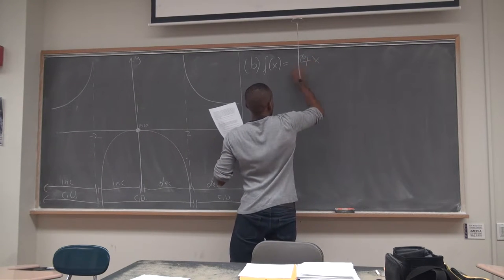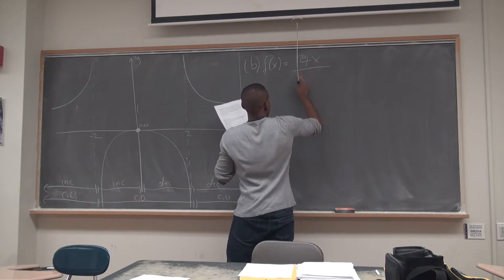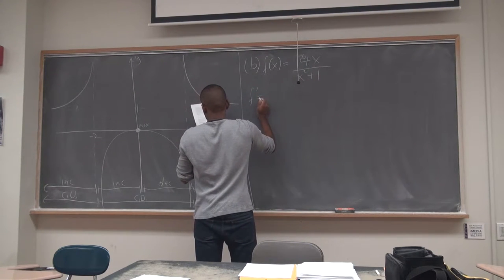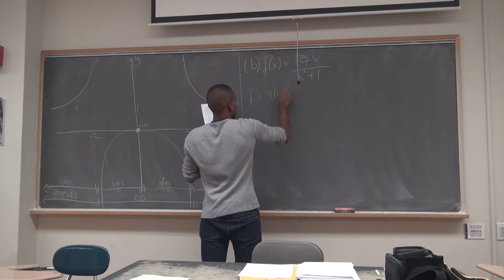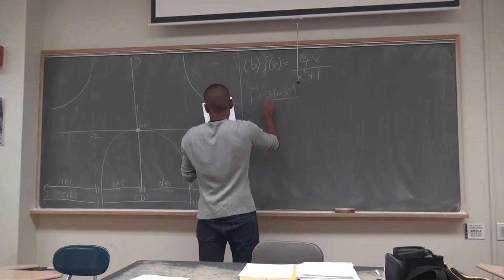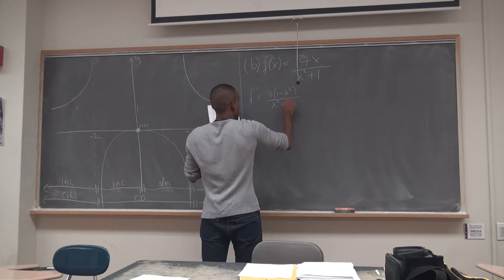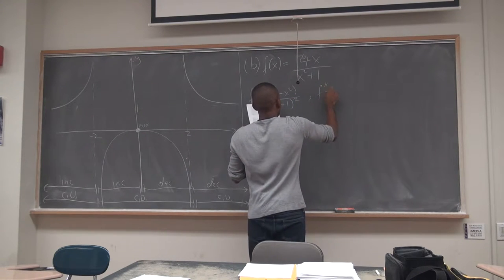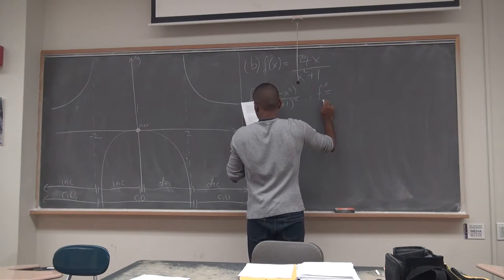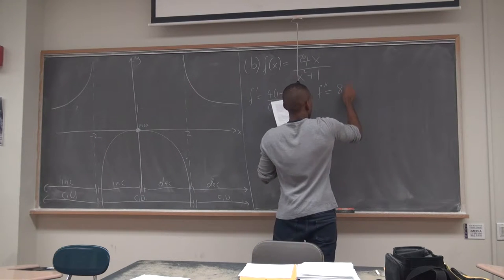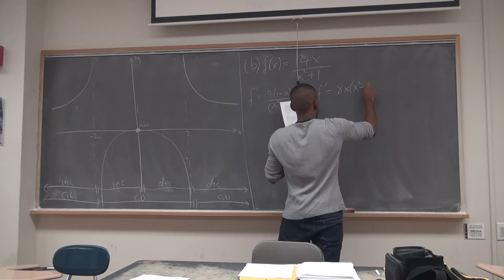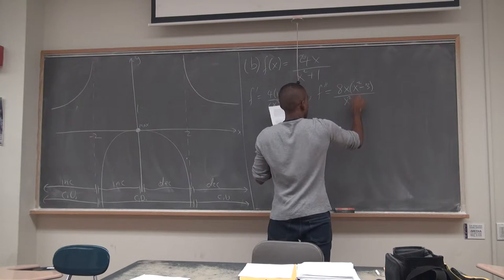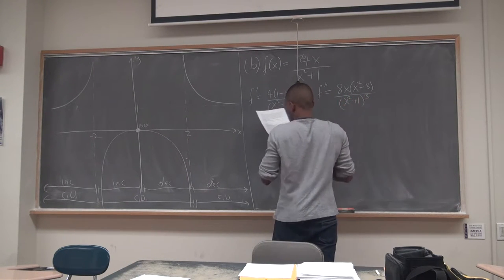f of x equals 4x over x squared plus 1. F prime is 4 times 1 minus x squared over x squared plus 1 squared. The double prime is 8x times x squared minus 3 over x squared plus 1 cubed.